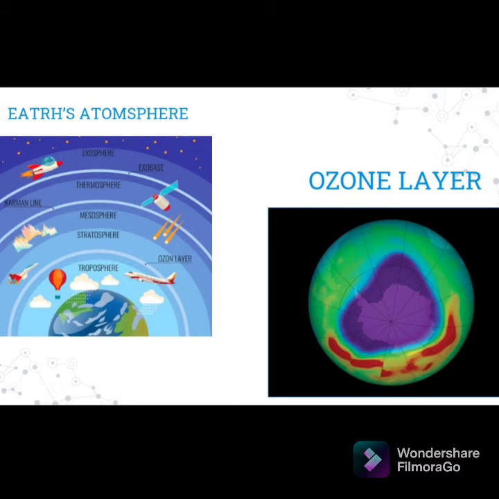Now if we talk about tropospheric ozone formation, it is formed when nitrogen oxides, carbon monoxide and volatile organic compounds react in the atmosphere in the presence of UV radiations. Also, tropospheric ozone in excess of the natural amounts of ozone is considered as the bad ozone.